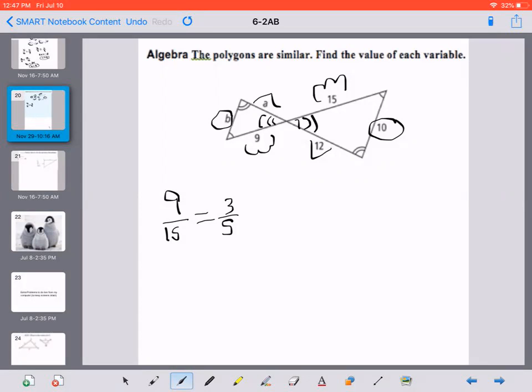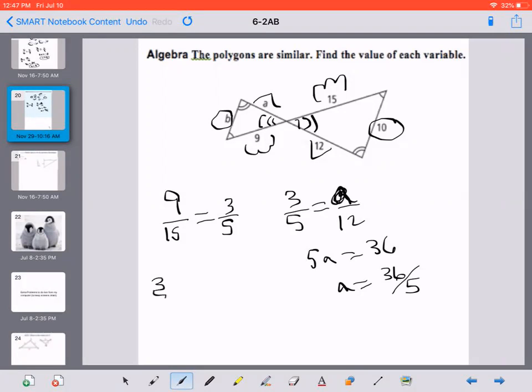And so now we know the scale factor between these two shapes is 3 to 5. And notice we went left to right or little to big, and so we have to always do that order. So 3 is to 5 as A is to 12. And so now we can use our product of the means equals product of the extremes, and we can solve for our answer. And you can leave it as a fraction. Let's do the whole thing again for B. 3 is to 5 as B is to 10. Product of the means equals product of the extremes, and so B equals 6.